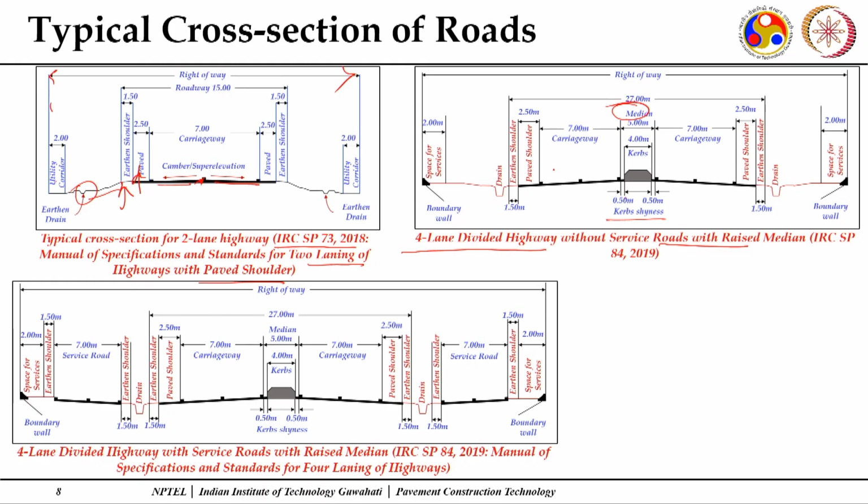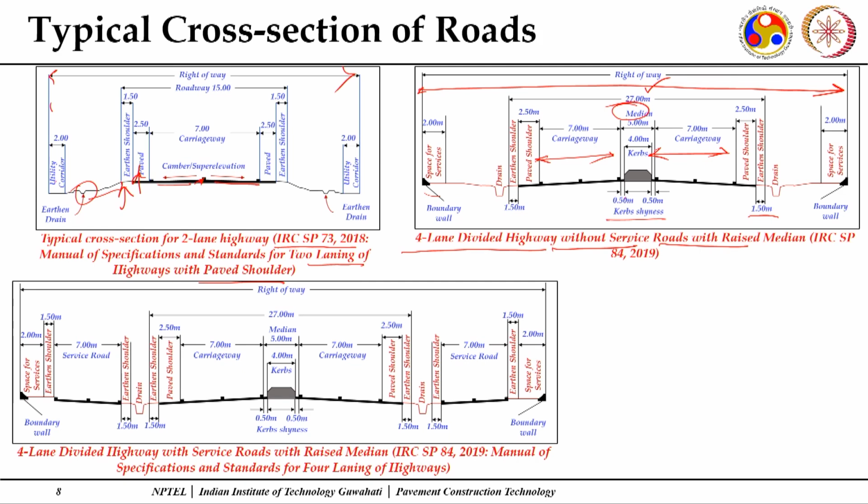So, if I have a 4-lane road, then 2 lanes are on this side and 2 lanes on this side, with a 5 meter median. Then we have paved shoulders of 2.5 and earthen shoulders of 1.5. So what is your roadway width? Roadway width is 27 meter, and then the drains and utility spaces, this total makes your right of way. Now, in this particular one there is no service road.